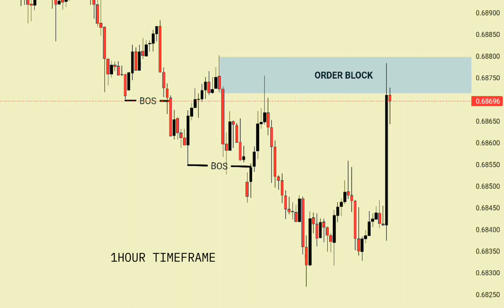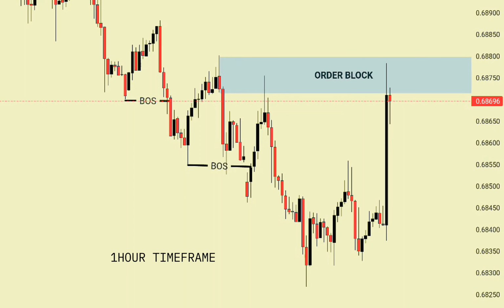This is where institutional traders placed their large sell positions. Price often returns to this order block because it is an area where unfilled orders still remain. When the market retraces back into this zone, it gives us a perfect opportunity to join the institutional traders. On your chart, the order block is very clean, and price respects it beautifully. This is exactly the place where a professional trader waits patiently for a high-probability sell entry.